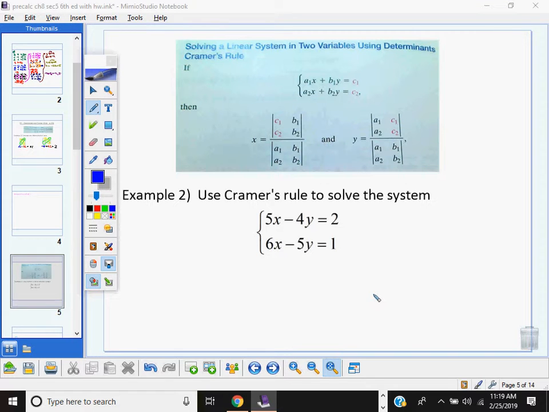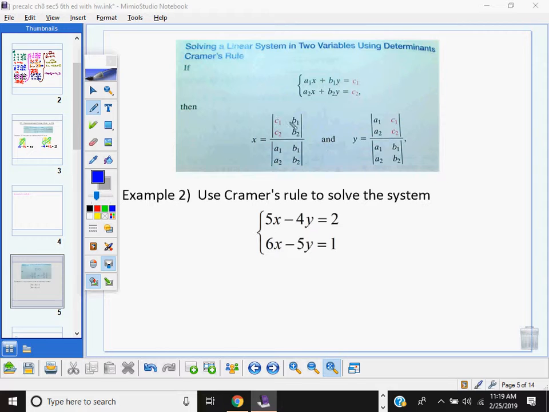All right, now let's use Cramer's rule and determinants to solve a system of equations in two variables, x and y. So if you look up here where it talks about Cramer's rule, we're using determinants. First of all, we're going to take the determinant just like we did in the last example. So we're going to have a1, a2, b1, b2, and that determinant will go on bottom.